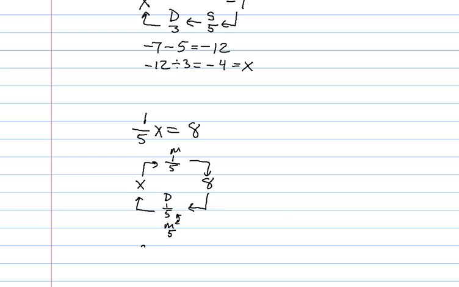So if I take 8 and I divide by 1/5, that's the same as 8 times 5, which is 40, and that should be who x is, because there are no other steps to go through. And sure enough, if I go ahead and check myself, 40 multiplied by 1/5 is 40 divided by 5, which is 8, which confirms my answer.